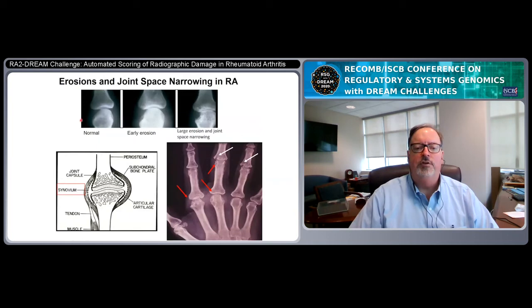This is a demonstration of the development of an erosion: a normal joint, the same joint shown later with early erosion, and then shown here a marginal erosion of the bone, as well as joint space narrowing. The target of inflammation in RA is the synovial lining, which is normally a very delicate membrane, and shown here are more marginal erosions as well as joint space narrowing.